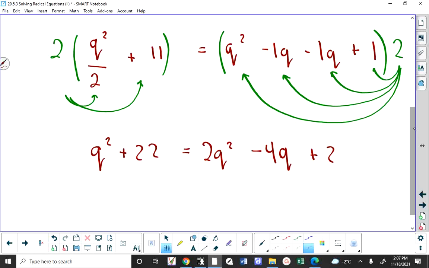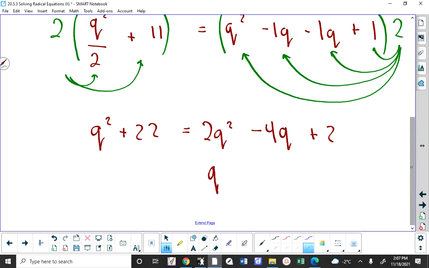Now this is again my philosophy: you take the thing that you're looking at algebraically and you do something to it to make it algebra at a lower level. So now we don't have fractions. That's a good thing. We see that it's quadratic, so you're going to zero the equation. I'm going to pick on the left side to move everything to because I have more q squareds there. So if I subtract q squared from both sides, I get q squared minus 4q, and I need to subtract 22, which gives me minus 20. Don't forget this is equal to 0.